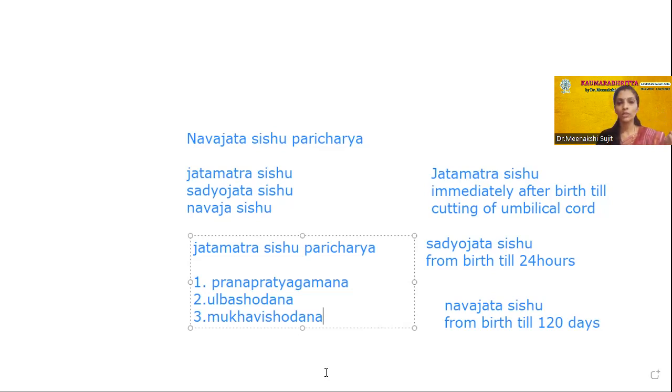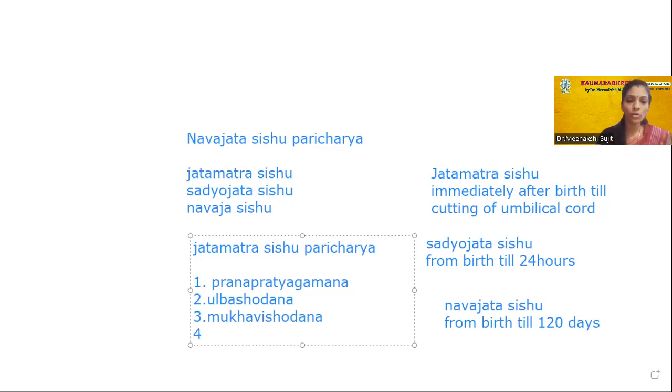That was the Ayurvedic way. In modern neonatology, how do they do this? Gentle suctioning is given to remove the fetal membranes and mucus plug. In cases of excessive fluid aspiration, endotracheal intubation can be done. This is about the modern. Nowadays, we are not practicing this finger cleaning, right? We will go for gentle suctioning, and in severe conditions, endotracheal intubation will be done. This is about the Mukhavishodana, the third procedure of Jatamatra Shishu Paricharya.